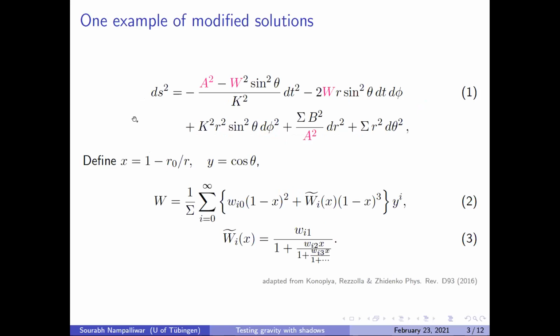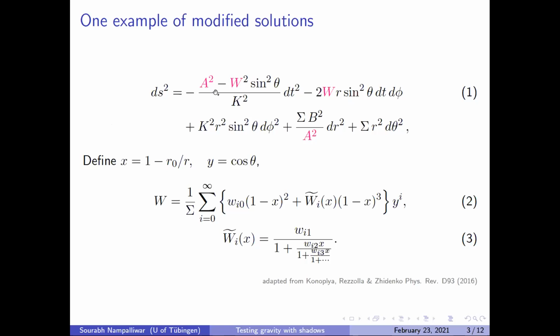So this is one example of a modified solution of GR. It's a non-Kerr metric. And a lot can be said about the metric. Many of you may have already seen it. Let me just mention two features of this non-Kerr solution. One is that it is axisymmetric, so it maintains the axisymmetry of the Kerr solution, but it breaks the Carter symmetry, so it does not have a Carter constant.